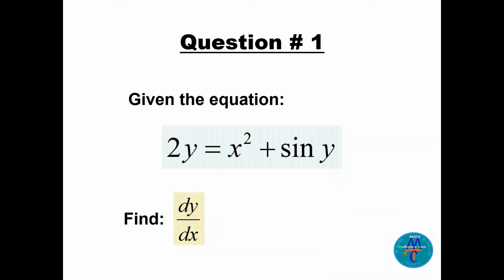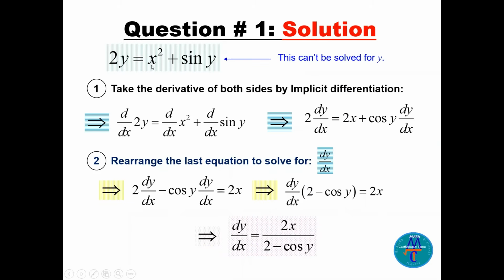Question number 1, given the equation 2y equals x squared plus sine of y, we need dy over dx. y is a function of x, and it's not easy here to find y in terms of x. So that's why we need to use implicit differentiation to find dy over dx. So this cannot be solved for y.